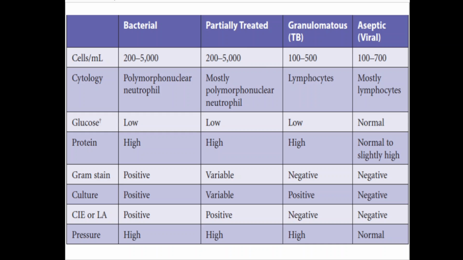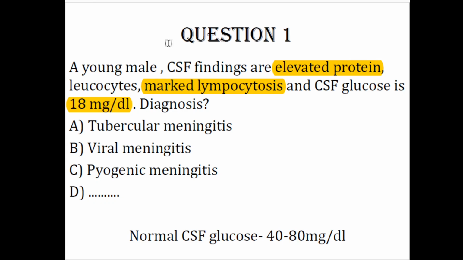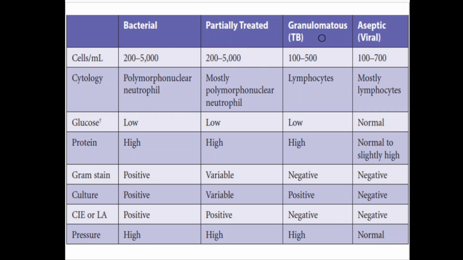Now here is a chart that can distinguish different kinds of meningitis. See, the biggest confusion that we must have is between the TB granulomatous meningitis or aseptic meningitis, which is caused by viruses, right? In both of these cases, as we saw in this patient, there is marked lymphocytosis, there is high lymphocytes. In granulomatous as well as aseptic meningitis, lymphocytes are elevated. But in bacterial meningitis, it is neutrophils, right?